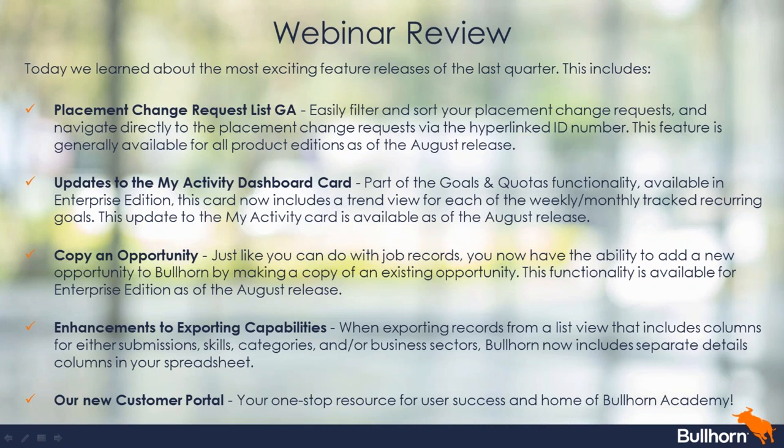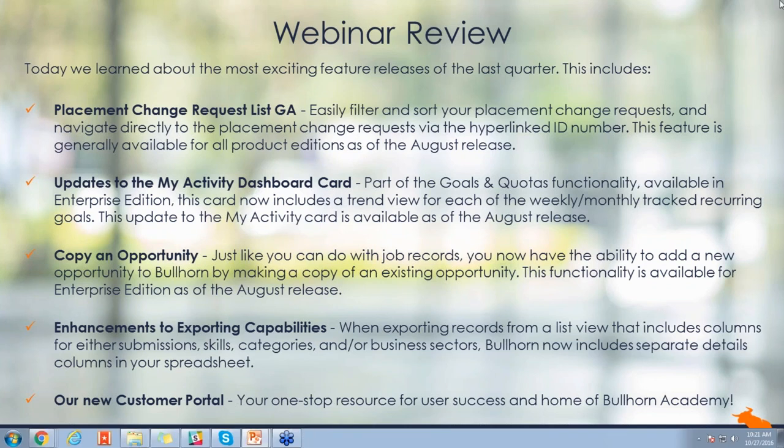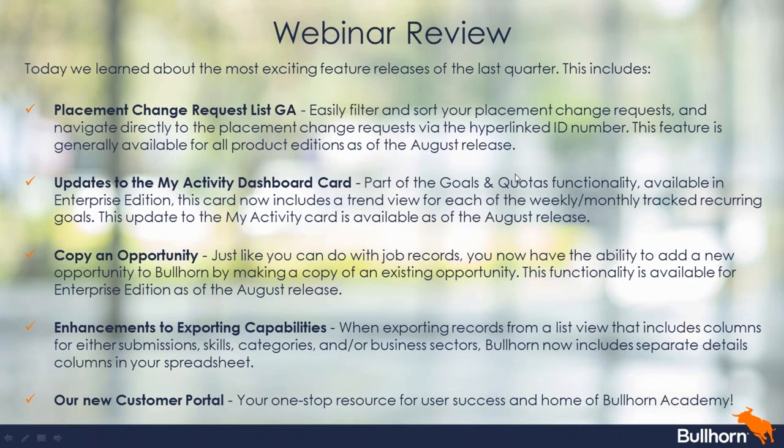Today we looked at candidates, looking at the submissions column, skills, and categories, where we can see not just the number of records associated to that particular candidate, but the details into those numbers as well. On companies, we reviewed business sectors, and through those, we can see not just the count of business sectors tied to the company, but the detail to them as well. In addition, we also reviewed our new customer portal, which is our one-stop resource for user success and our Bullhorn Academy. Don't forget about the recorded videos there and the quick reference guides, which you can print out. Any product requests, submit them into our feedback, and you can also see the latest and greatest updates from within Bullhorn as well.